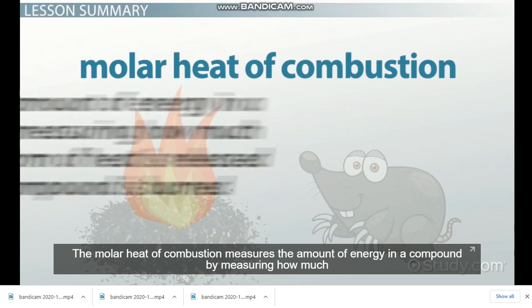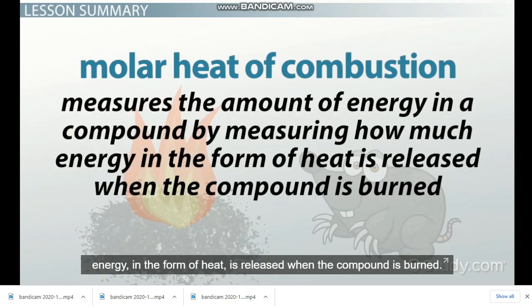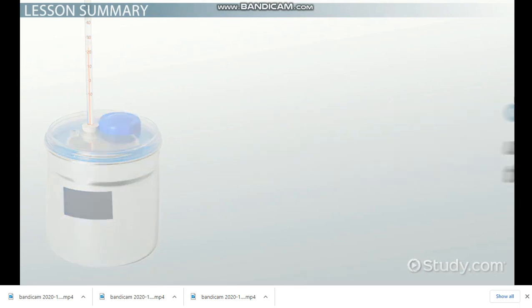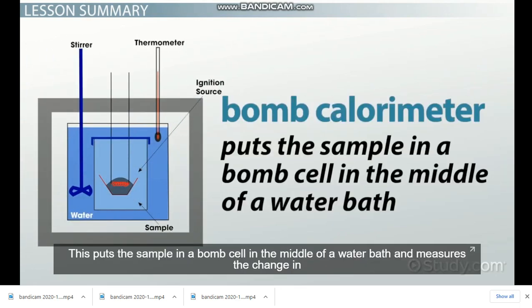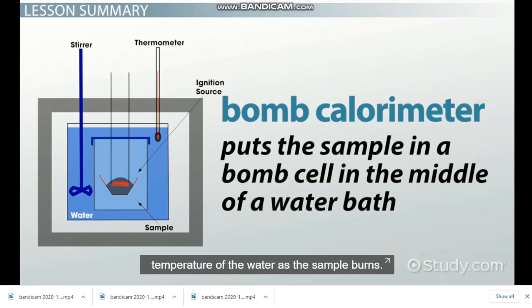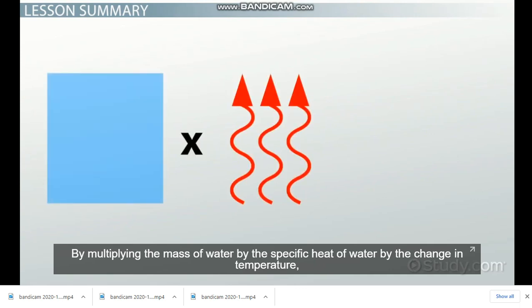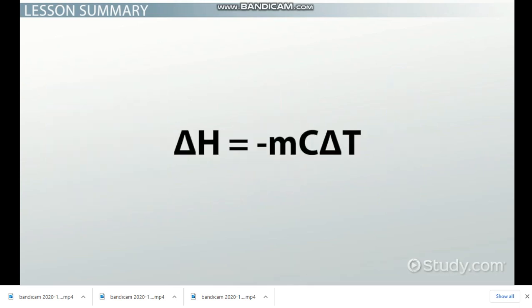The molar heat of combustion measures the amount of energy in a compound by measuring how much energy in the form of heat is released when the compound is burned. A calorimeter is used to measure the heat of combustion. Commercially, a bomb calorimeter is used. This puts the sample in a bomb cell in the middle of a water bath and measures the change in temperature of the water as the sample burns. By multiplying the mass of water by the specific heat of water by the change in temperature, the molar heat of combustion can be calculated. Delta H equals negative mc delta T.